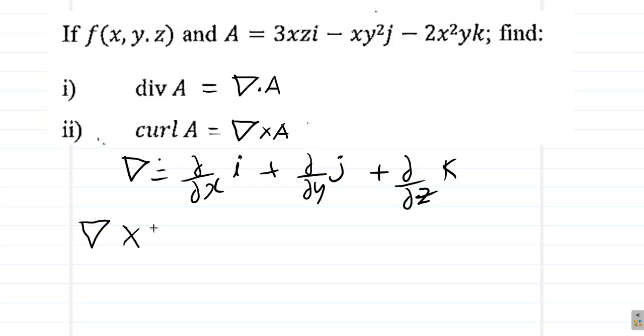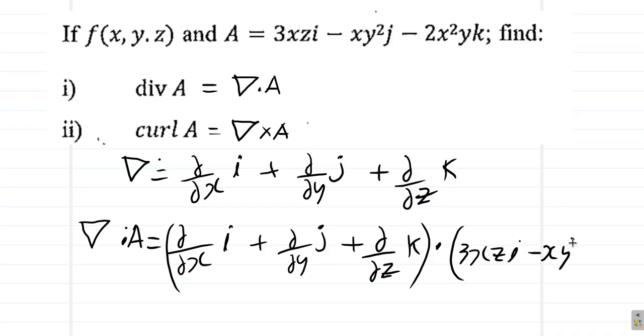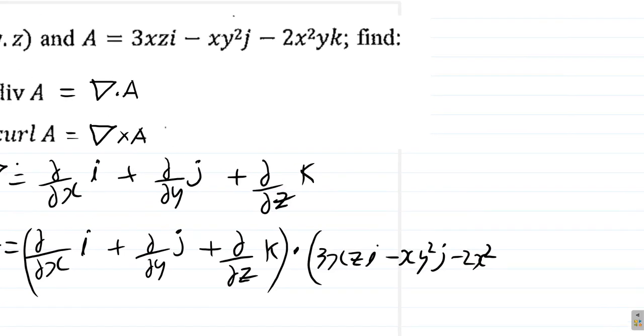grad dot, not cross, dot A, right, is, I'm just going to write it out fully here. You wouldn't need to write out all of this in an exam, in terms of writing this in bracket and that and the other one in bracket, right? It would be good if you do though. This is the grad dot A: 3xz i minus xy squared j minus 2x squared y k.